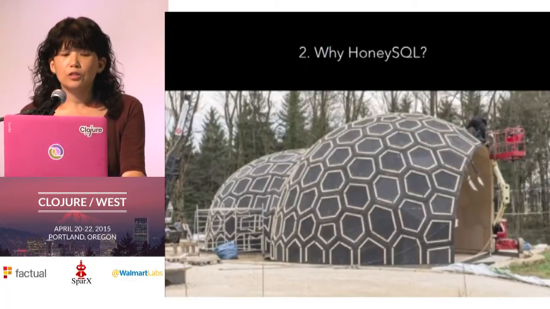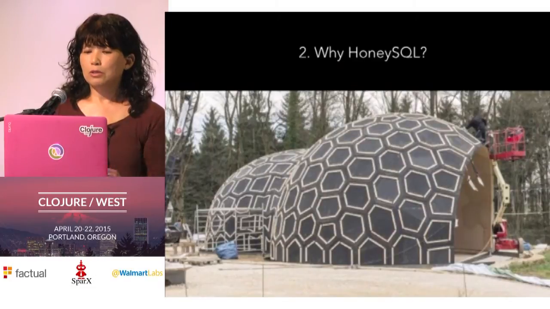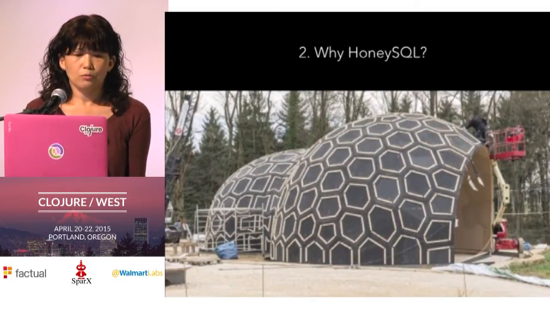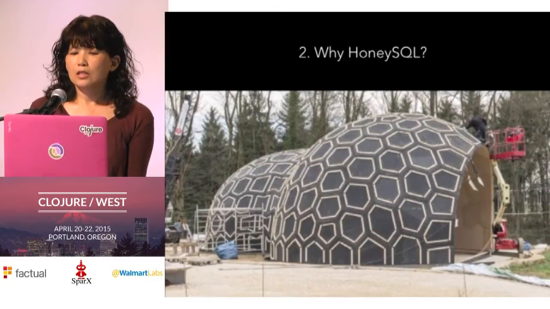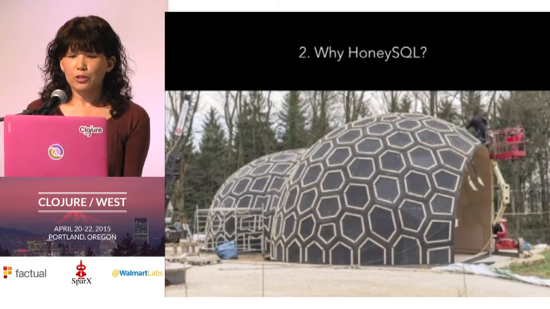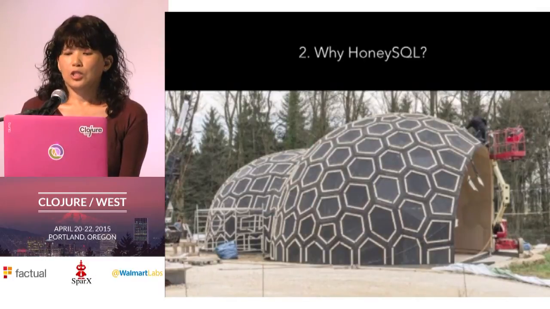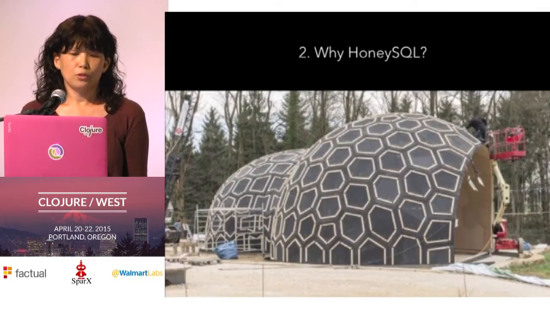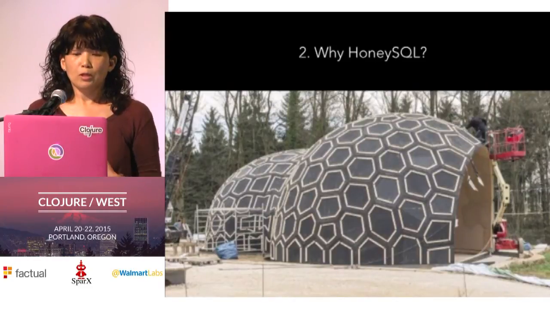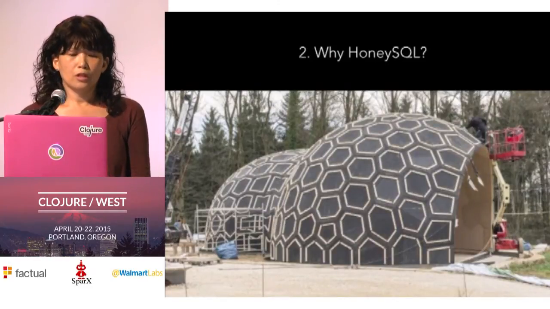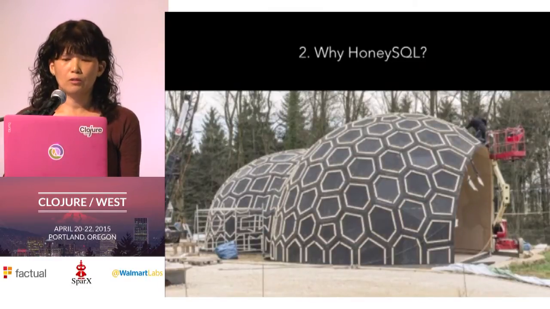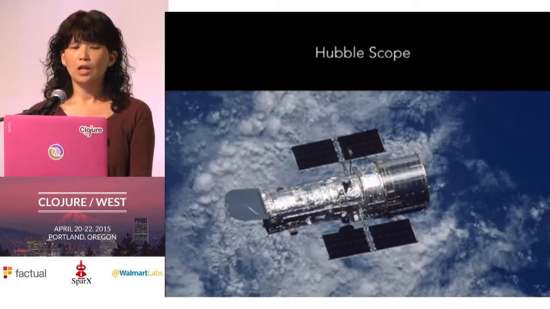So why HoneySQL? Like any other web applications, we have hundreds of queries to our database. Queries we know exactly how they look like, such as select everything about the particular user. Last time this user was online, people who they sent messages to, and so on. But what about those we don't know how the queries look like at compile time? So this is a project I started working about 2 years ago called Hubble Scope.